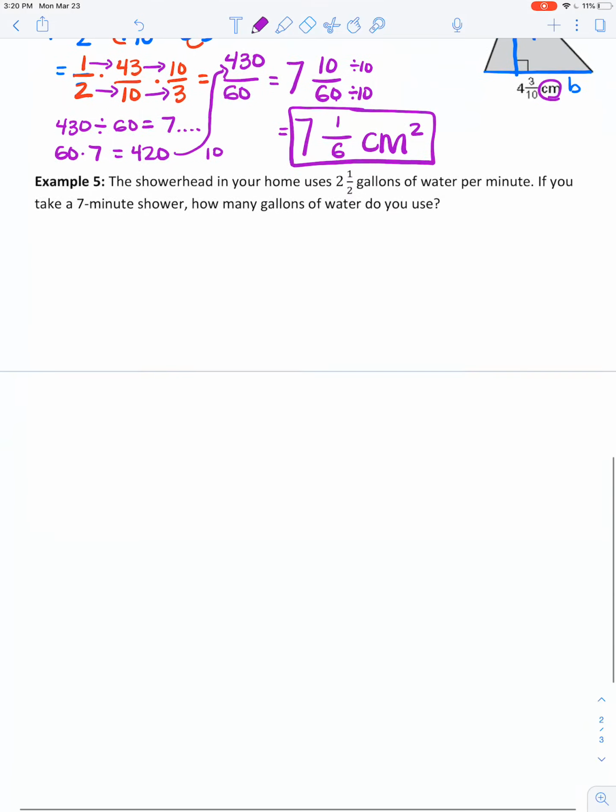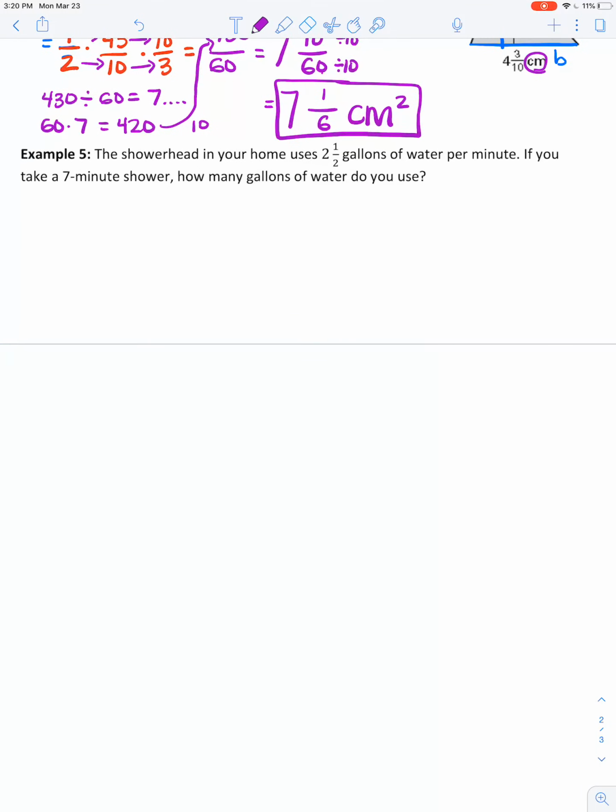Okay, one more problem. Example 5 says the shower head in your home uses 2.5 gallons of water per minute. If you take a 7-minute shower, how many gallons of water are you going to use? So what this means is we're going to use 2.5 gallons of water every single minute. So if we are using water for 7 minutes, that's saying we're going to take 2.5 gallons times 7.